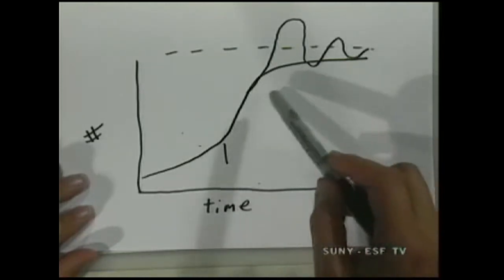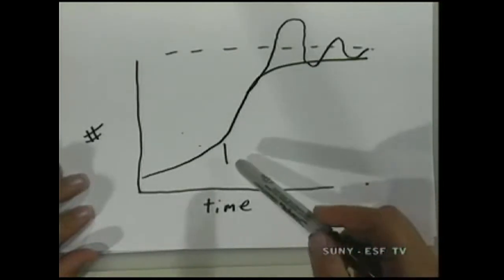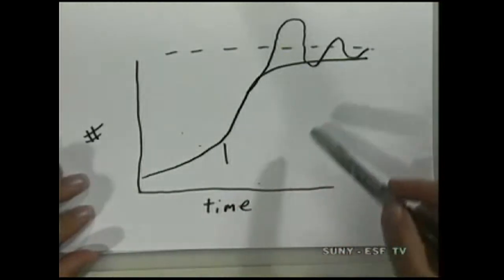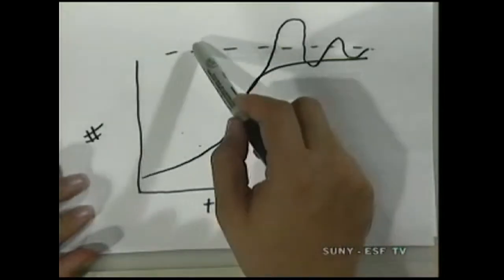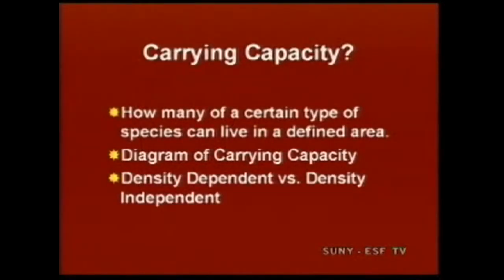Density-independent factors might be storms killing off groups. It doesn't really matter how many you have. Now, how often do you see this in real life? Not often, probably because carrying capacity changes a lot. All right. So we talked a little bit about density-dependent versus density-independent. Again, the density-dependent really controls the carrying capacity.